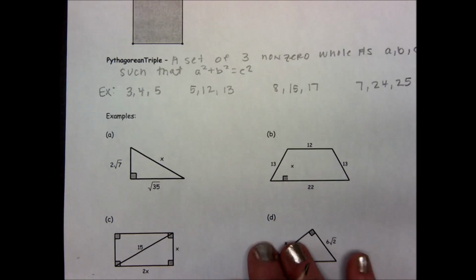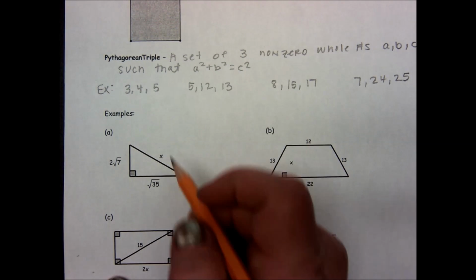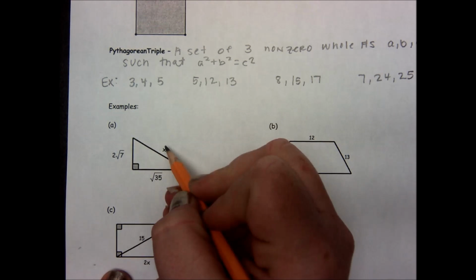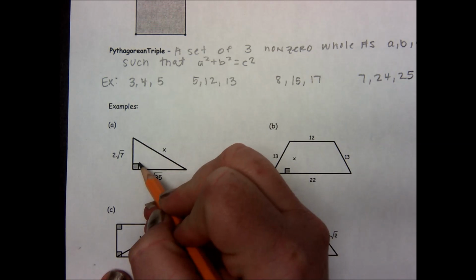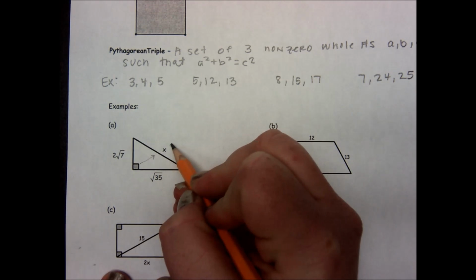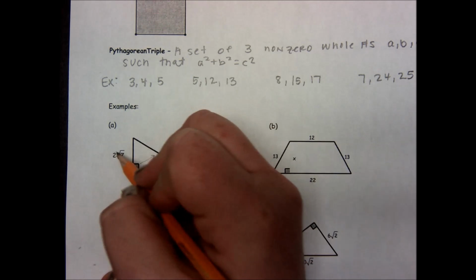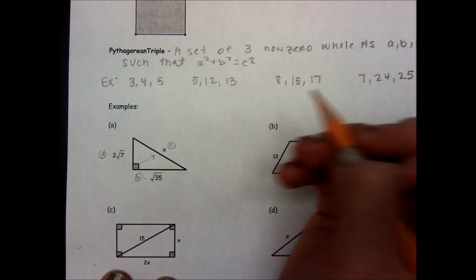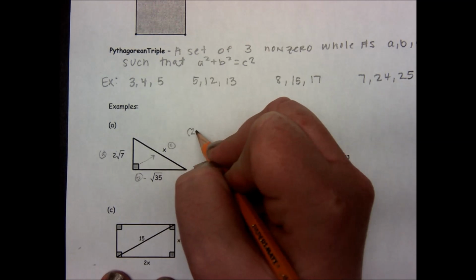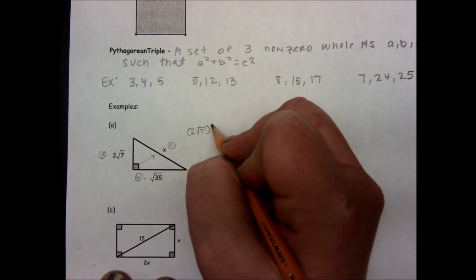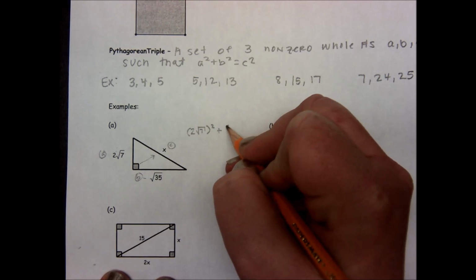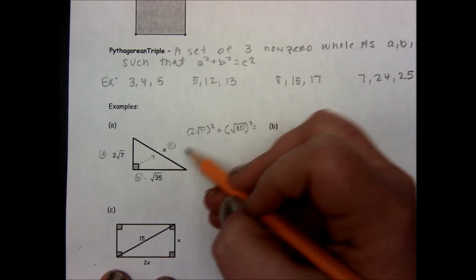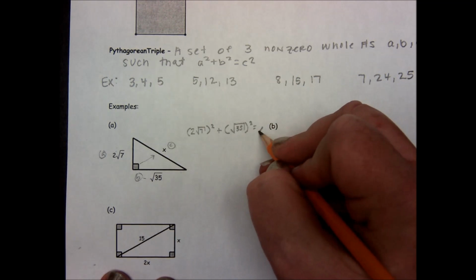Alright, so let's look at some examples using the Pythagorean theorem. So let's first start with the first one. I'm going to go ahead and take my triangle and label the sides A, B, and C. I know C has to be across from the 90-degree angle, so this one is C. And then it doesn't matter which one of these are A and B. So I'm going to take a squared, so 2 square root of 7 squared, plus b squared, which will be the square root of 35 squared, equals c squared, which in this case is x squared.